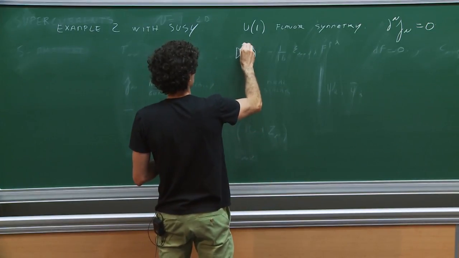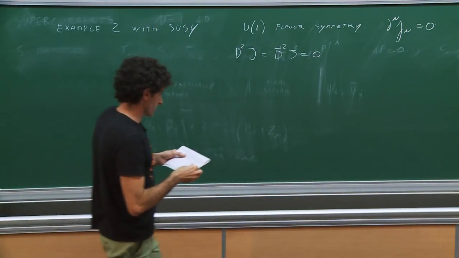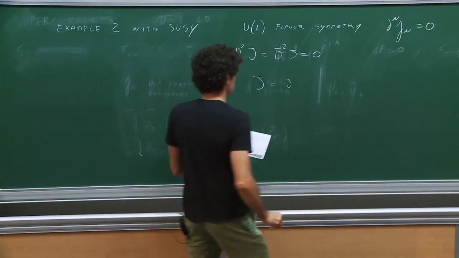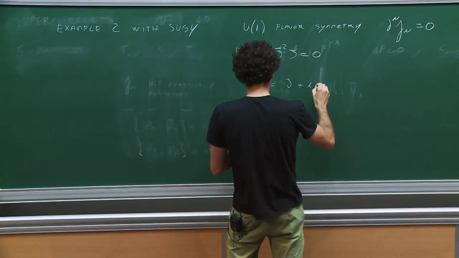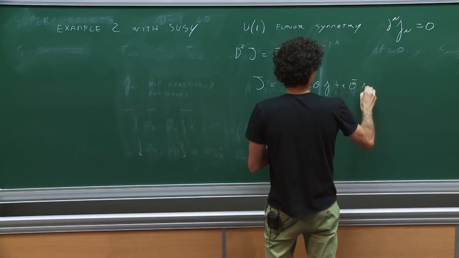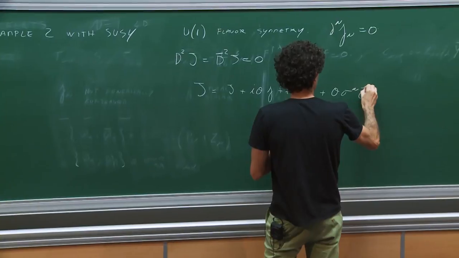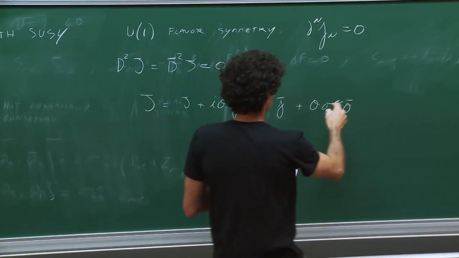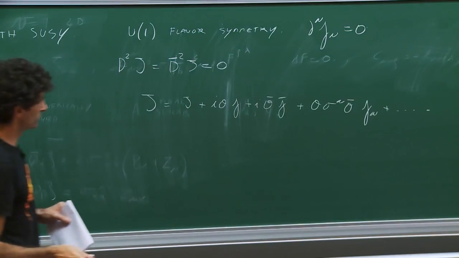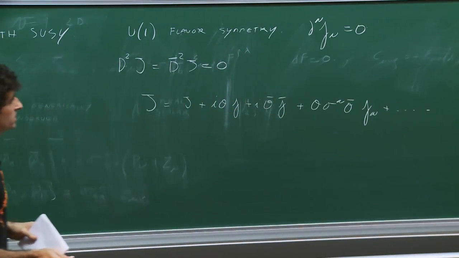So it can be embedded in a superfield J, which satisfies the following constraints. So it's a real superfield which satisfies this constraint. And so we can write J in components. So there is a bottom component, which I will call J again, which is a real scalar. Then there are fermions, little j and little j bar. And finally, in the component with theta and theta bar, there is the conserved current plus other stuff. So again, there are four bosonic degrees of freedom and four fermionic degrees of freedom.